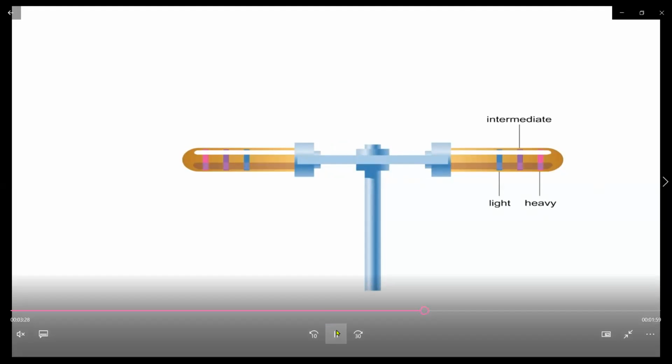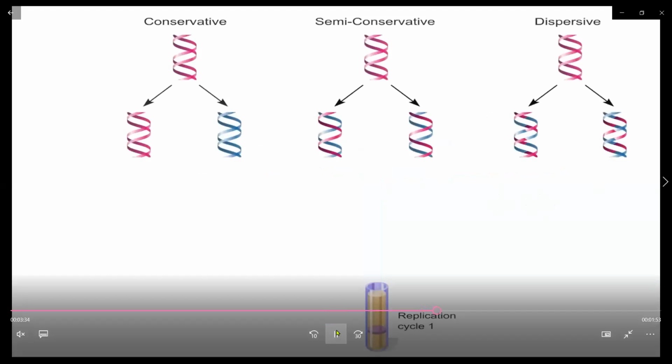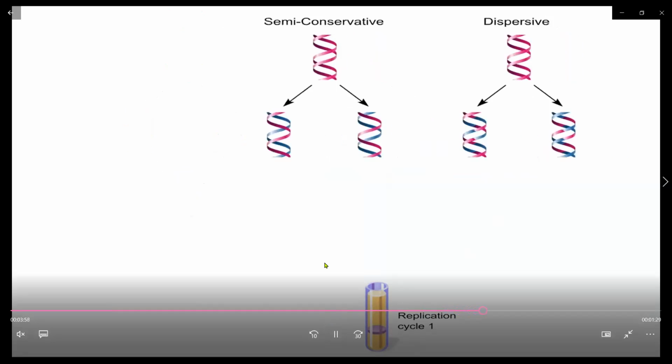So the three bands, as you saw, were observed in the cesium chloride density gradient centrifugation. Now let's see how they rejected the other two probable pathways of replication. So when we have replication cycle 1, as you can see in the lower side, what did they see? In replication cycle 1, the result showed that there was a light density.